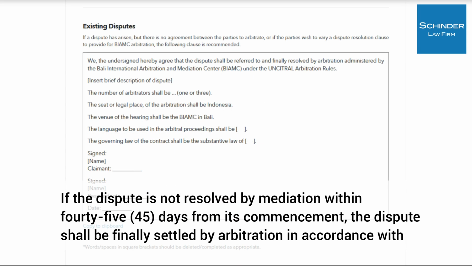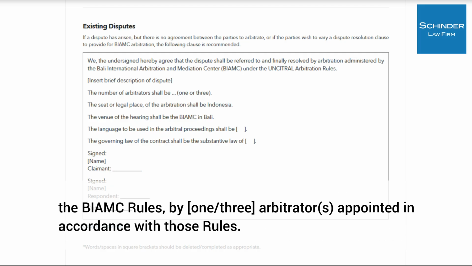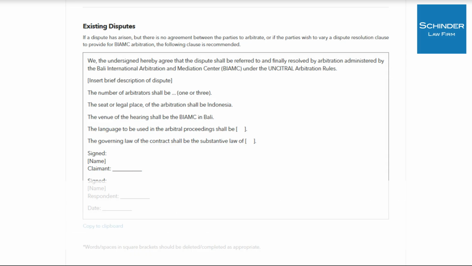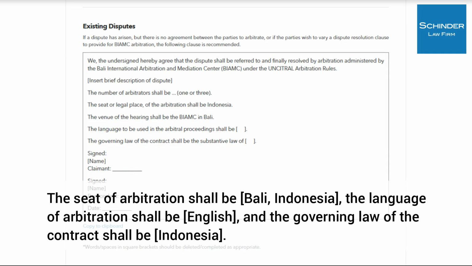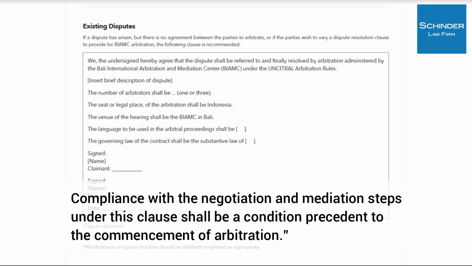If the dispute is not resolved by mediation within 45 days from its commencement, the dispute shall be finally settled by arbitration in accordance with the BIAMC rules, by 1-3 arbitrators appointed in accordance with those rules. The seat of arbitration shall be Bali, Indonesia. The language of arbitration shall be English, and the governing law of the contract shall be Indonesia. Compliance with the negotiation and mediation steps under this clause shall be a condition precedent to the commencement of arbitration.